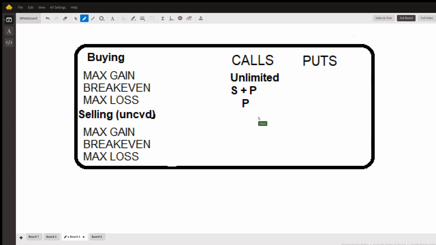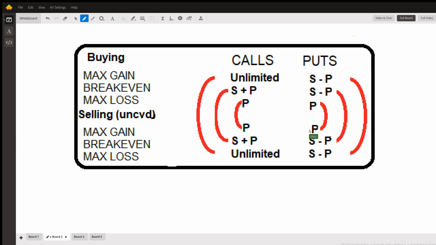Now, this happens to be a chart that we're building that is a small portion of a much larger mirror image chart. And when you look at the mirror image chart, it's going to show you mirror images such as buying calls has a mirror image max gain, break even, and max loss is selling uncovered. The same is true for buying puts as well as selling uncovered puts.